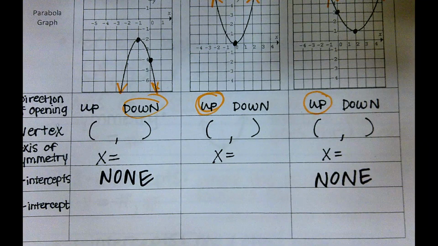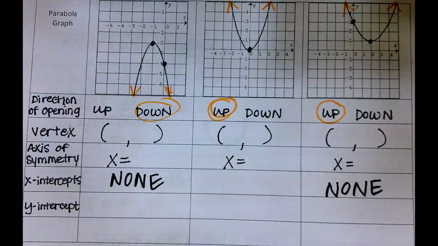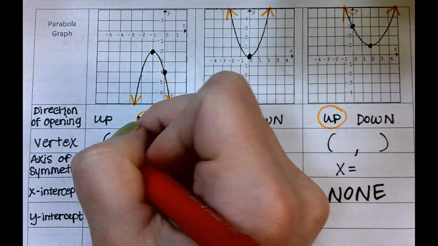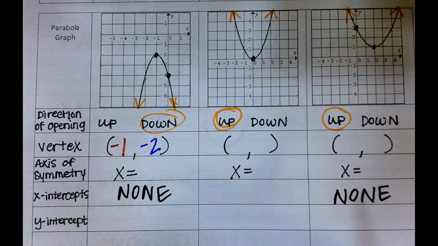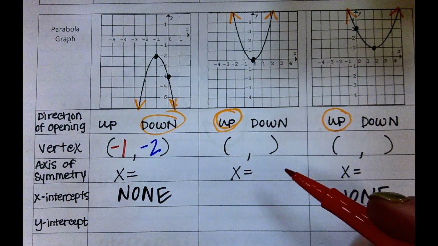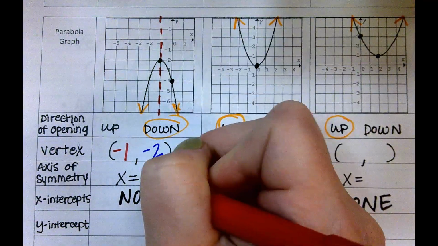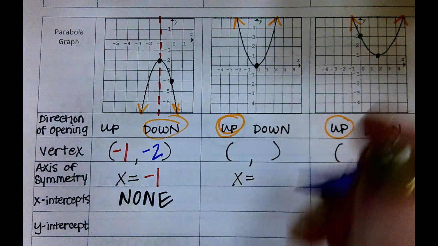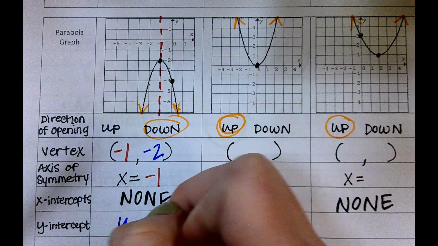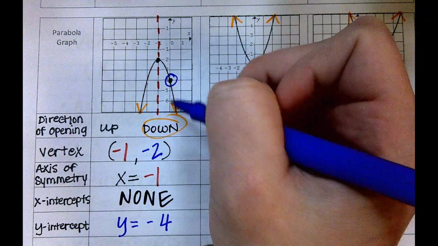Okay, tell me what you got. For the vertex, I got -1 and -2. Perfect. The axis of symmetry, I got -1. Perfect. I'm gonna draw that on there. And then, of course, no solution. Perfect. And then, y equals -4. Good. That is our y-intercept.